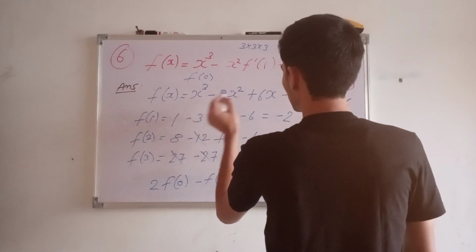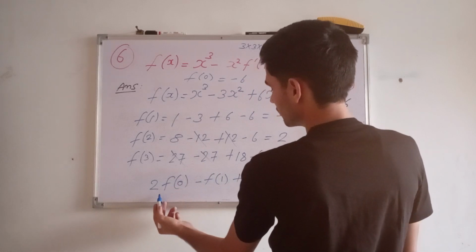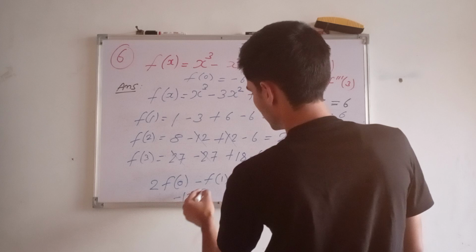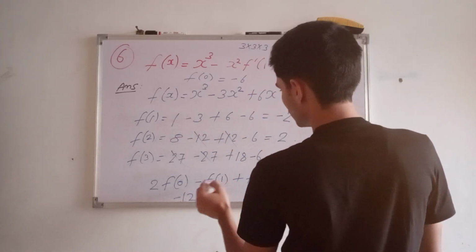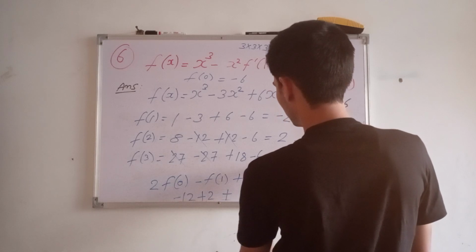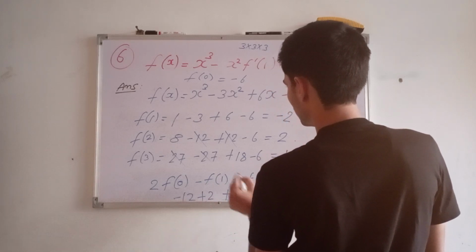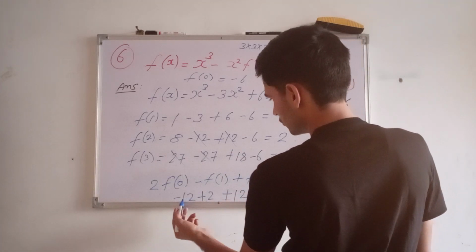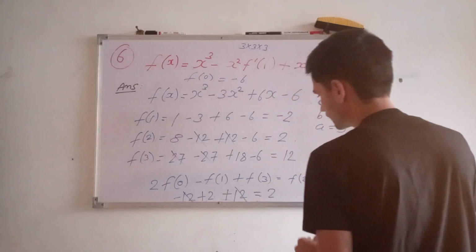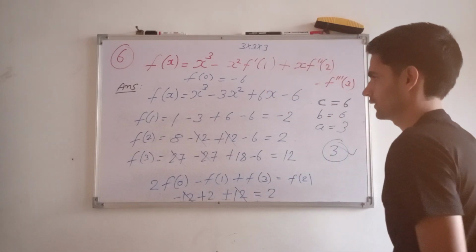Put 0, so f0 will be minus 6. Now 2 into f0, 2 into minus 6 will be minus 12, minus f1. f1 is minus 2, so minus minus will become plus 2, plus f3. f3 is 12, is equal to f2. f2 is 2. Here you see these terms are equal and opposite, so this will cancel out, only 2 will be left. 2 is equal to 2. So option number 3 is correct.